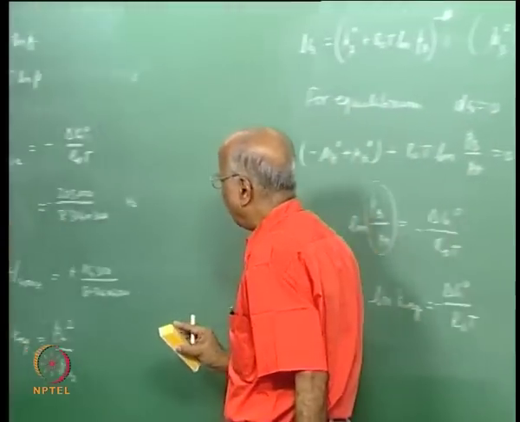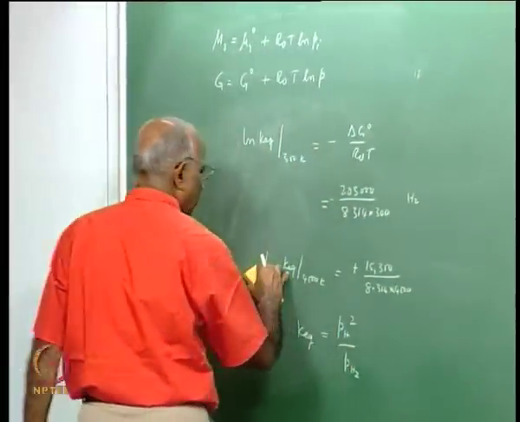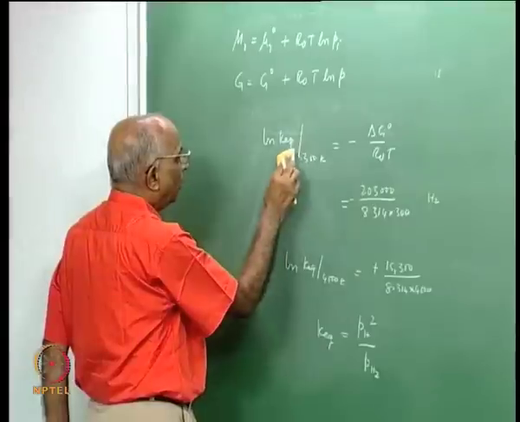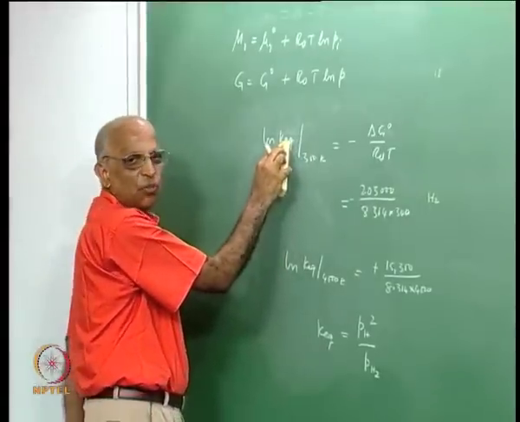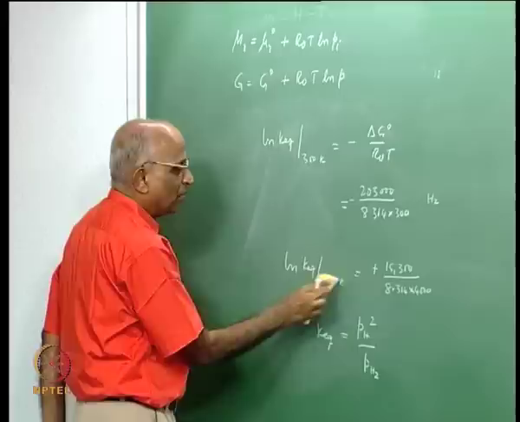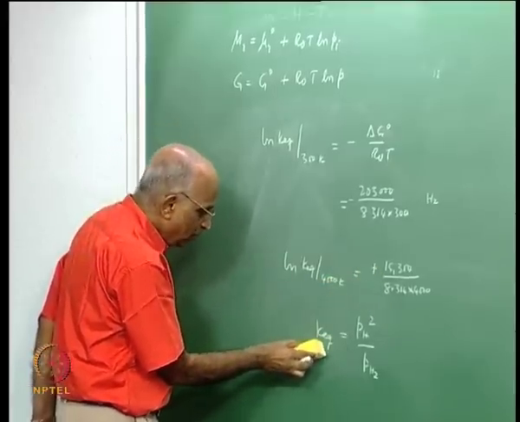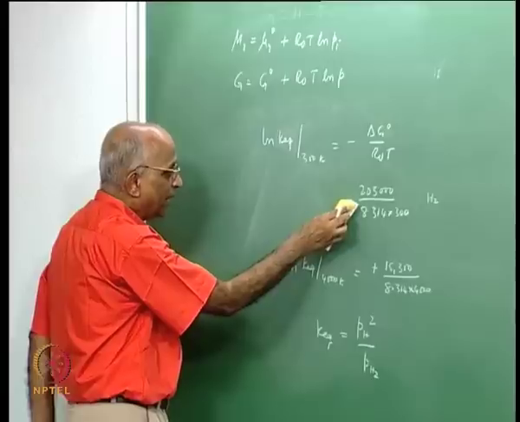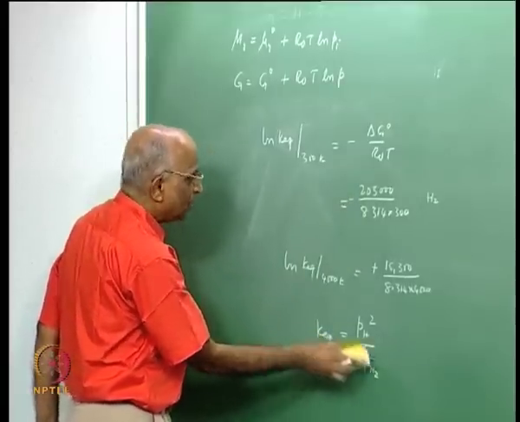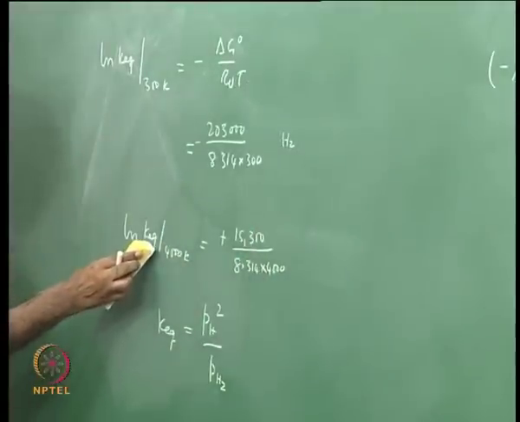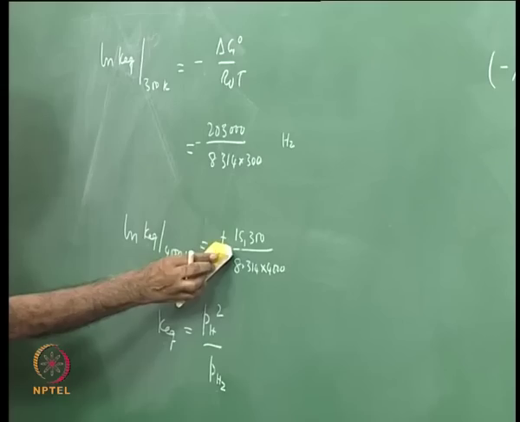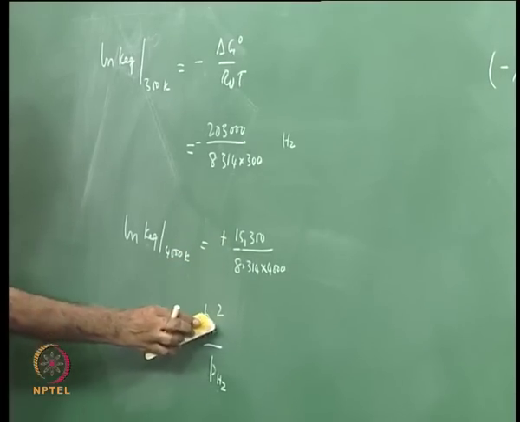Actually ln K equilibrium is not itself good or bad by sign. When I say ln K equilibrium is negative, all we are saying is K equilibrium is a small number, and therefore pH2 is larger. When ln K equilibrium is a positive number, K equilibrium becomes a larger number, and the products are larger.